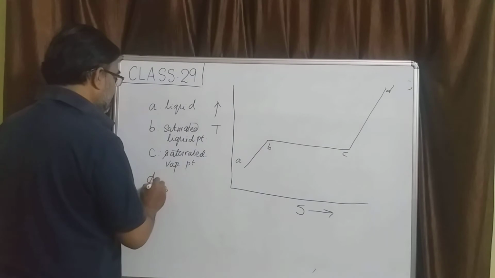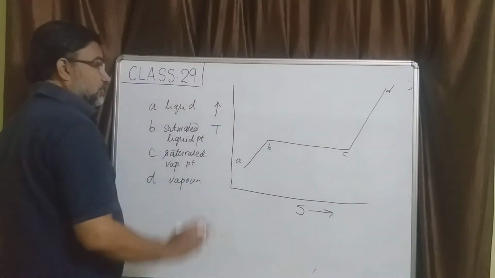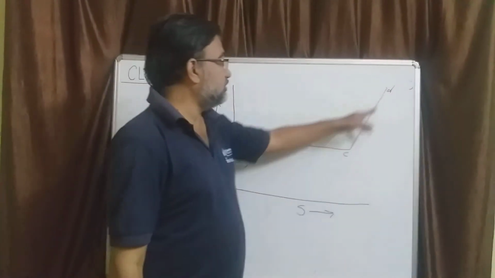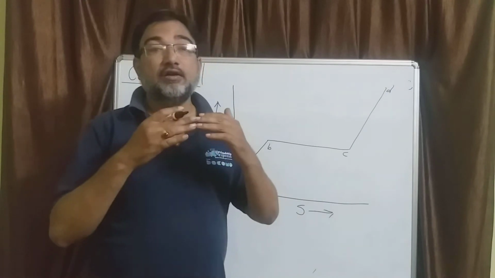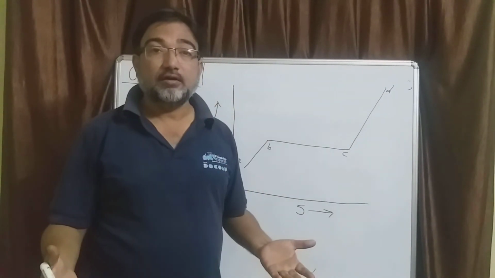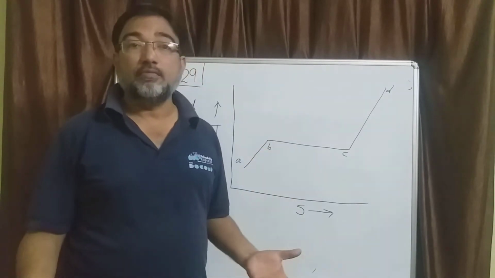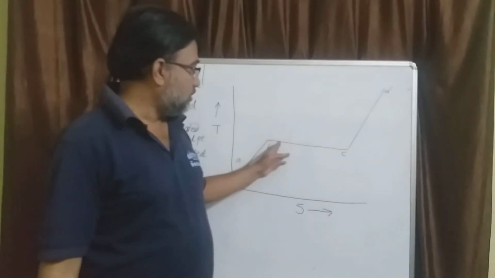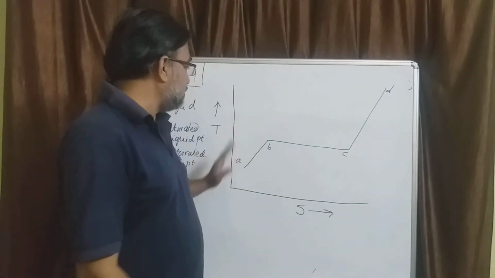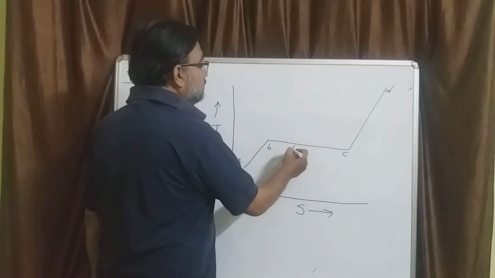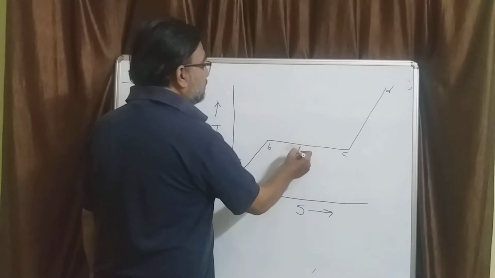And what is D? D is the vapor point, this is pure vapor. C to D is pure vapor. A to B is pure liquid. B to C is a transition zone where the water is getting converted to steam or water vapor. Temperature remains constant, and for 1 bar pressure that temperature is 100 degrees centigrade, and this line is the 1 bar pressure line, or say this line is for pressure P1.